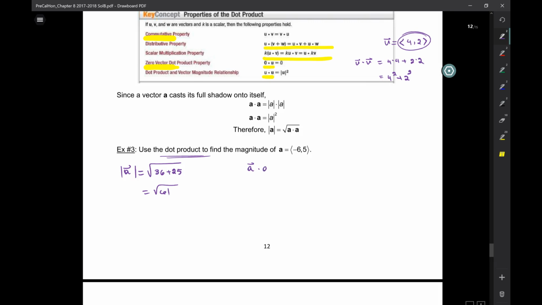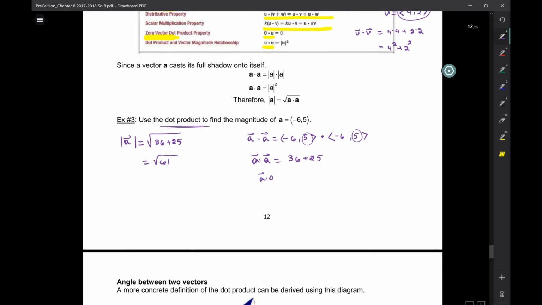So let's do A dot A. What is that? Negative 6 times negative 6, 36. 5 times 5 plus 25. So what's A dot A? It's 61, which is the square of the magnitude. Do you see that? So A dot A is just the magnitude squared. Right? Look, they're the same. Okay?